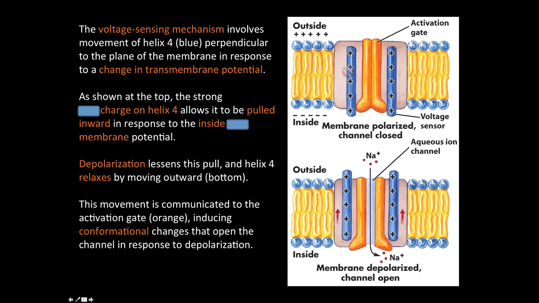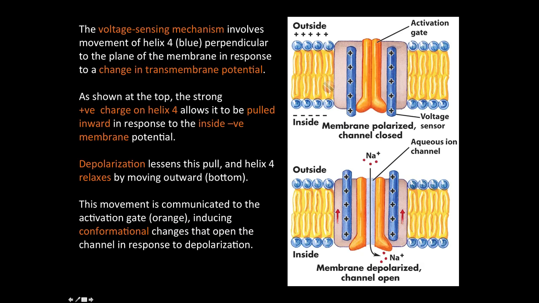And you can see what charge it is. The voltage sensor is positive, and this is helix 4. It moves perpendicular to the plane of the membrane in response to a change in transmembrane potential. As shown at the top, what charge is the helix? Right, you're correct, it's the positive charge on helix 4 that allows it to be pulled inward in response to the negative membrane potential on the inside.